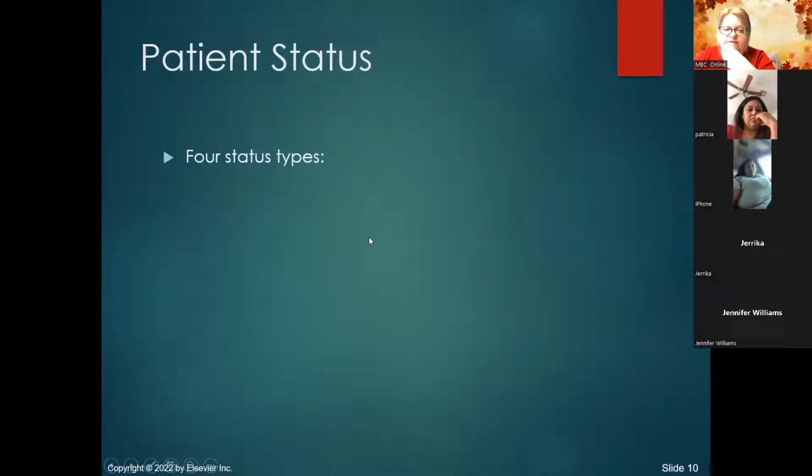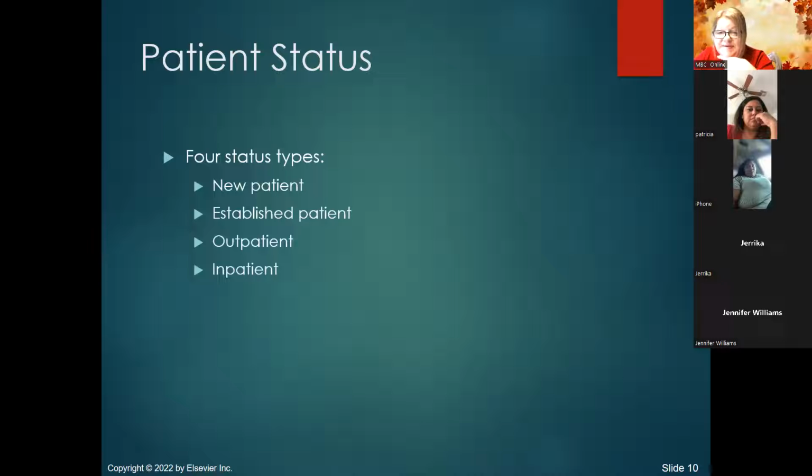Patient status. 4 status types. You have your new patient, your established patient, outpatient, and inpatient. Okay, so let's break this down a little bit. Do y'all know what the requirements for a new patient are? What qualifies someone as a new patient? Someone who hasn't been seen before in office? In how many years? 3 years. Exactly.